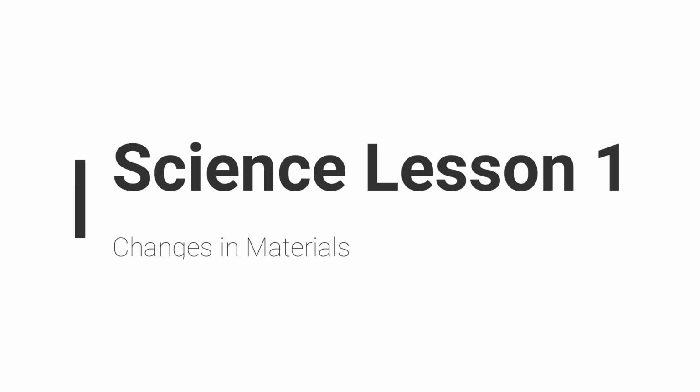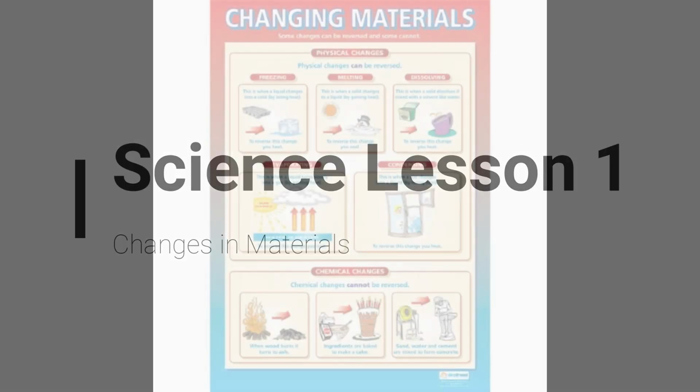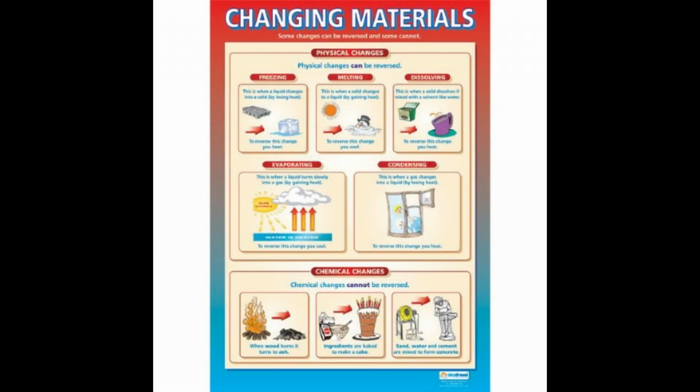It's going to be a science lesson, our first one on YouTube. This lesson is going to focus on changes in materials. Today we're going to be learning the two types of changes that can occur. You're going to be needing a notebook, a pencil, and if you have them, some crayons or color pencils. Let's get started. So first of all, let's look at the two types of changes.